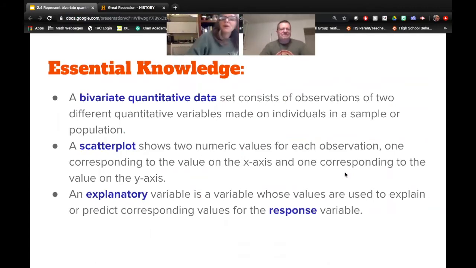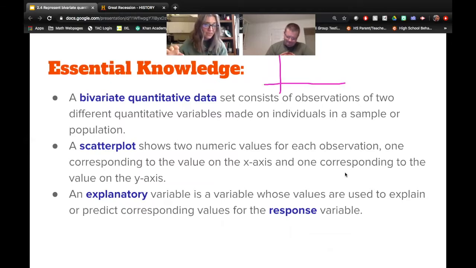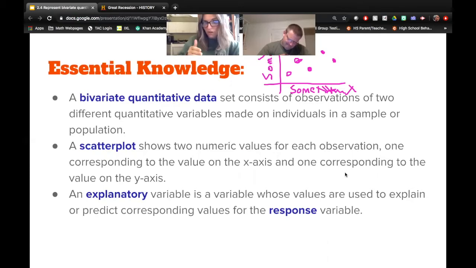So when we graph bivariate quantitative data, we graph it on a scatter plot, which means we need to put something on the x-axis and something on the y-axis. Generally, the thing that we put on the x-axis is something. Remember, we talked about this before. In the comparison of independent variable and dependent variable, your explanatory would be your independent variable, and your response would be your dependent variable.